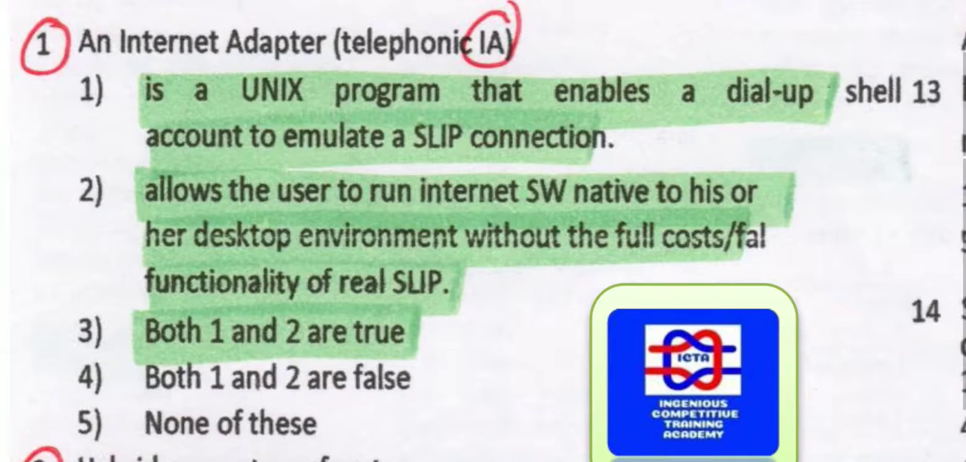An internet adapter, that is telephonic IA, is a Unix program which enables a dial-up account to emulate a SLIP connection. This is exactly the function of the internet adapter, and it allows the user to run internet software native to his or her desktop environment without the full cost or full functionality of a real SLIP. In this case, both the sentences are true regarding the internet adapter.